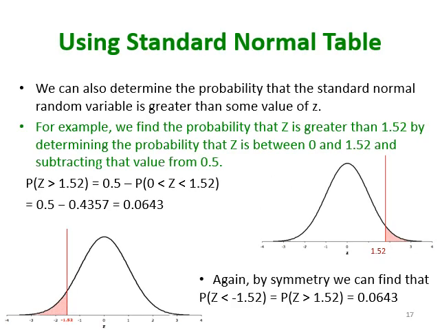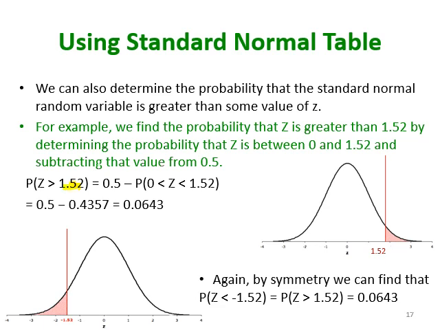What if we want to find the probability that the standard normal random variable z is greater than some value? Can we do this? Yes, we can. We know that the table only gives the area from 0 up to a certain value. So if we want to find, let's say, the probability that z is greater than 1.52, what do we do then?